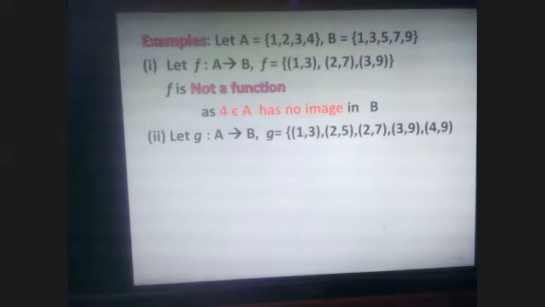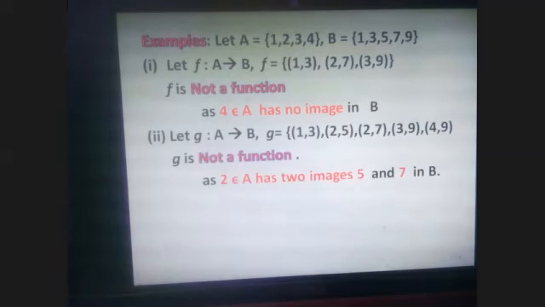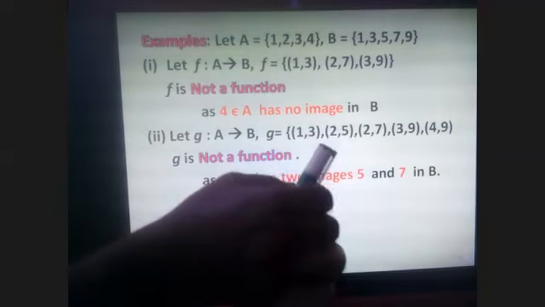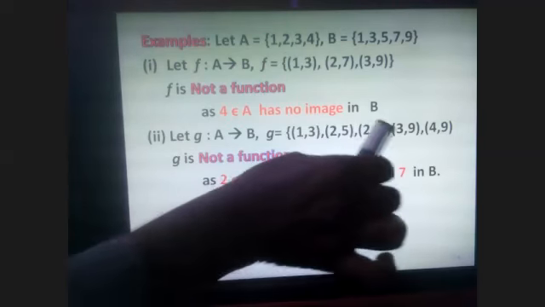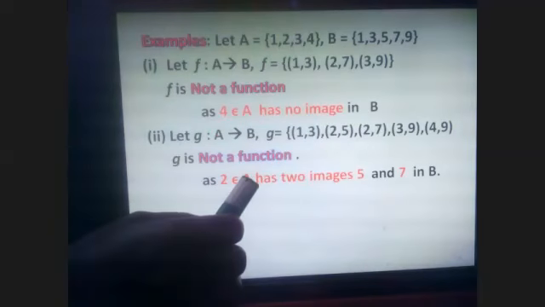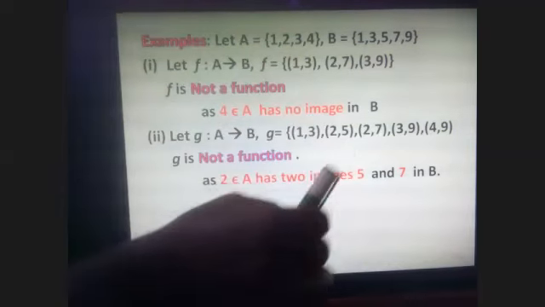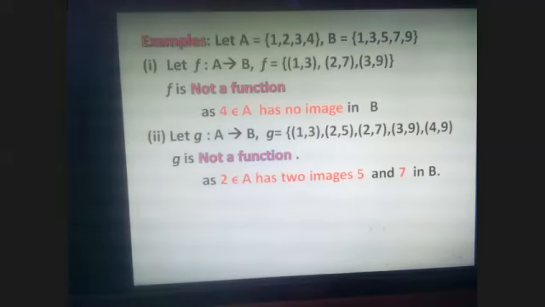Let's take another one, g from A to B. g is equal to {(1,3), (2,5), (2,7), (3,9), (4,9)}. Is it a function? You know it. Again, it is not. Why? Because 2 has 2 images. 2 has more than one image, 5 as well as 7. 2 belongs to A. 2 has more than one image, 5 and 7, in B.